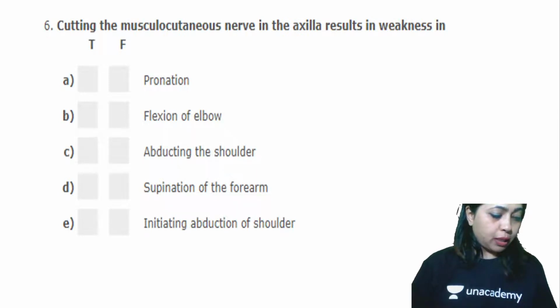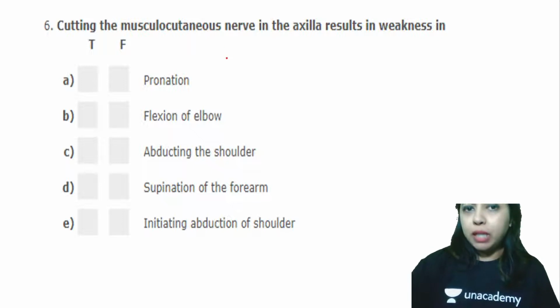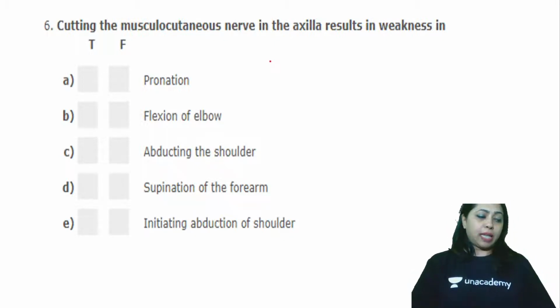Okay, let's go to the next one. Cutting the musculocutaneous nerve in the axilla results in weakness of what? If there is damage to the musculocutaneous nerve in the axilla, what kind of weakness does it result in?